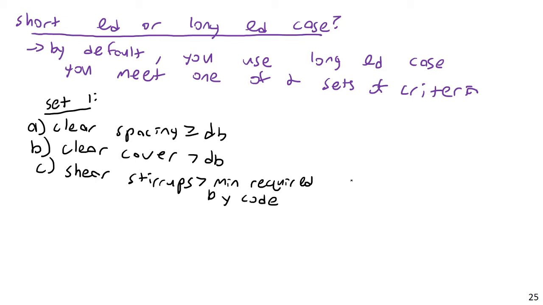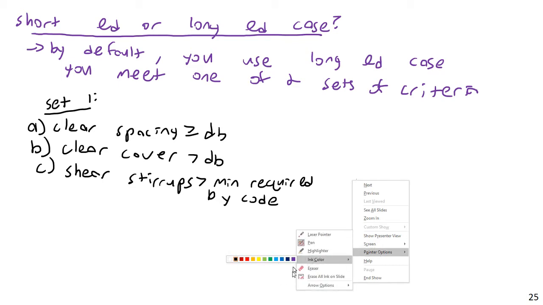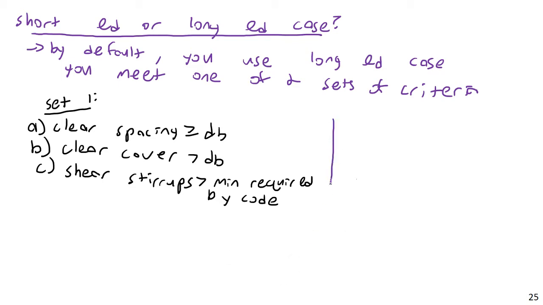In other words, if you meet all three of these, A, B, and C, not or, but all of A, B, and C, you can use what I call the short case. That's not something you'll see labeled in the code, but I think of it as the short development length case. You can use the short equations or the short development length.